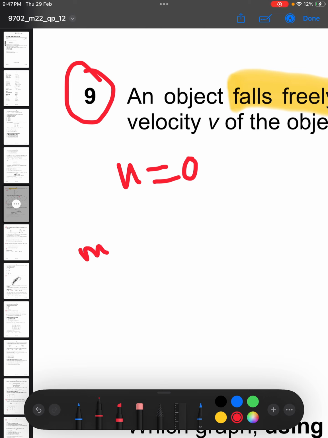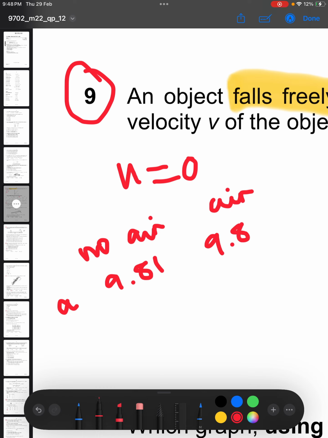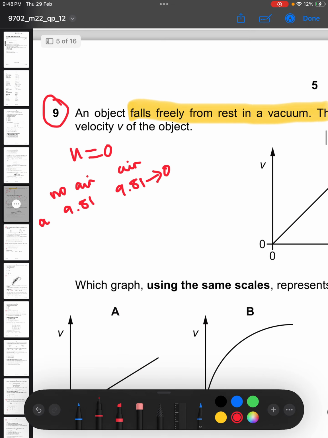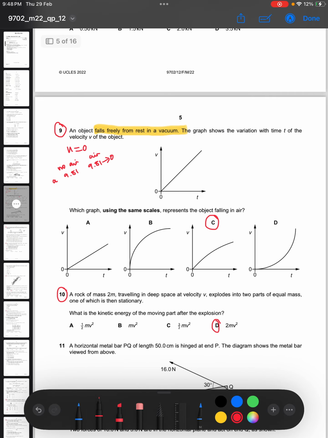When there is no air resistance, then the acceleration will be 9.81, which is acceleration due to gravity pointing downwards. But when there is air resistance, if something is falling, then the acceleration would decrease from 9.81 until it becomes 0. So here the question then continues.